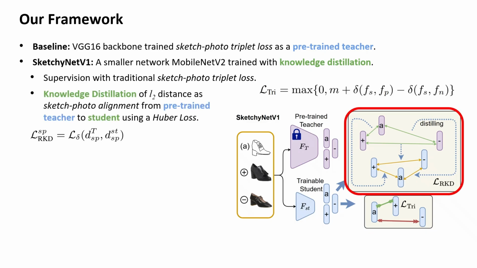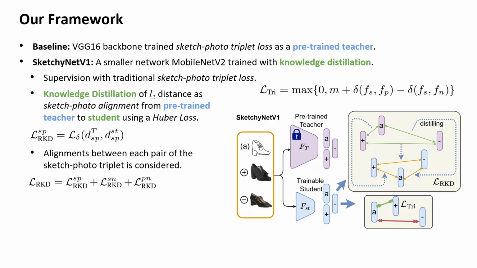For the knowledge distillation, we focus on relative knowledge embedded in the sketch-photo triplet alignment in the representation space of the pre-trained baseline. Particularly, the L2 distance between a pair of sketch and photo representations is distilled from the pre-trained teacher model to the efficient student model using a Huber loss. L2 distances between each individual pair of the triplet, sketch-positive photo, sketch-negative photo, and positive photo-negative photo, are considered separately as an alignment between the triplet, employing a smooth L1 loss from the pre-trained teacher embedding space to the student embedding space. The total loss consists of these two components, the supervised triplet loss and the knowledge distillation loss, and their contributions are controlled by the hyperparameter lambda.